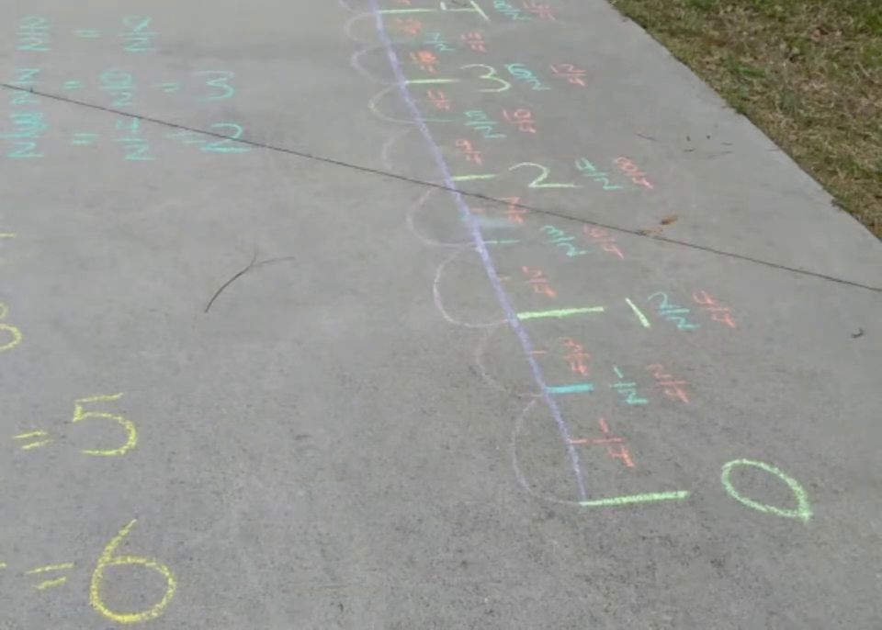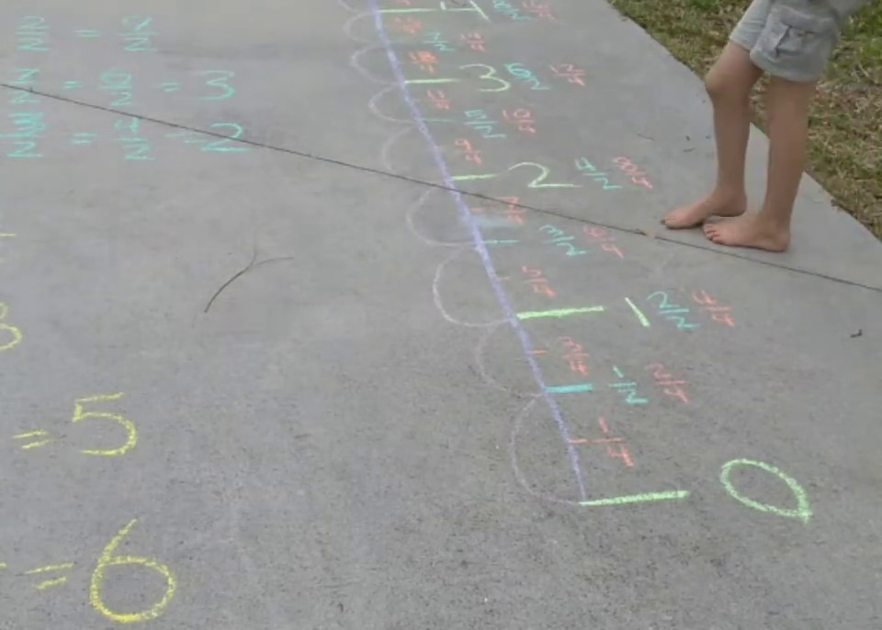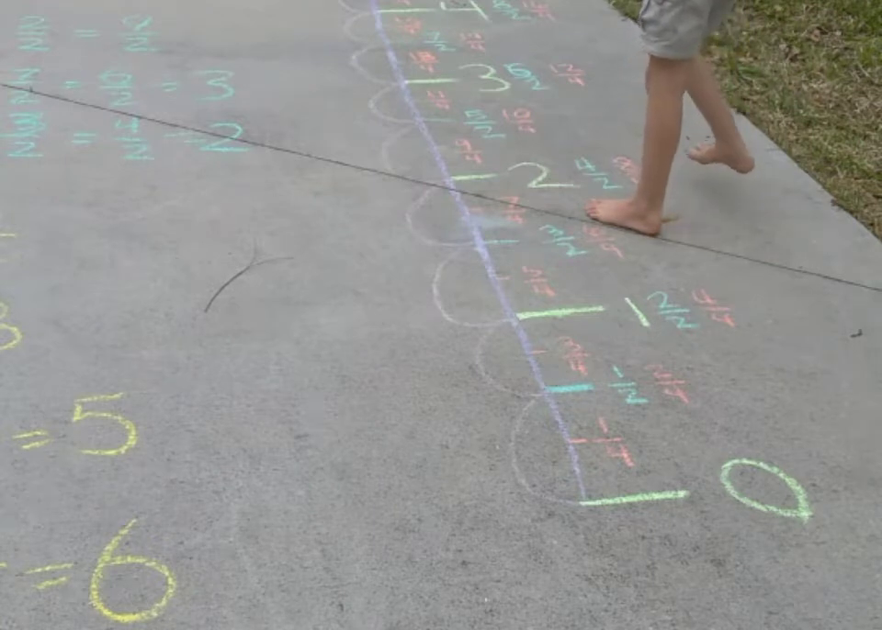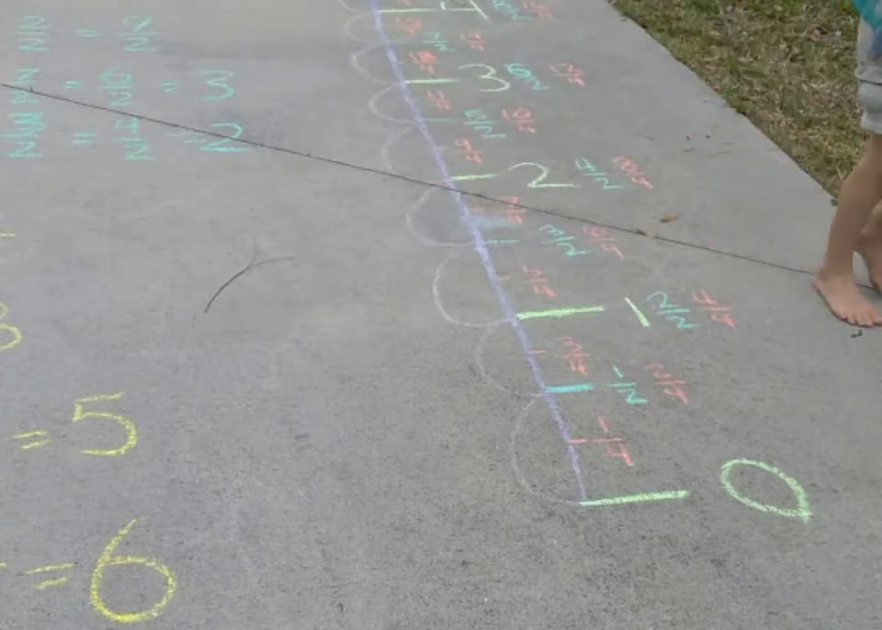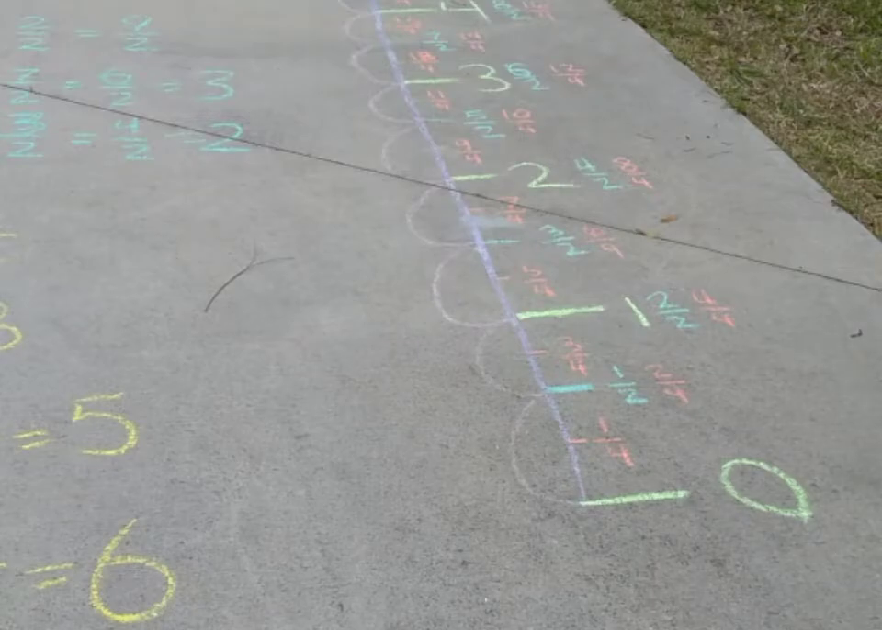6 fourths plus 7 fourths. 13 what? 13 fourths. Good.